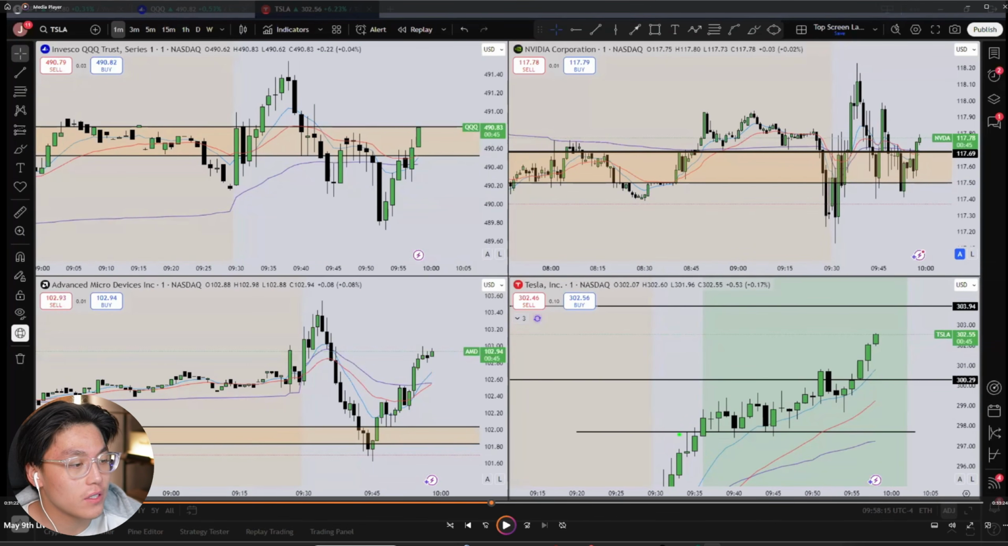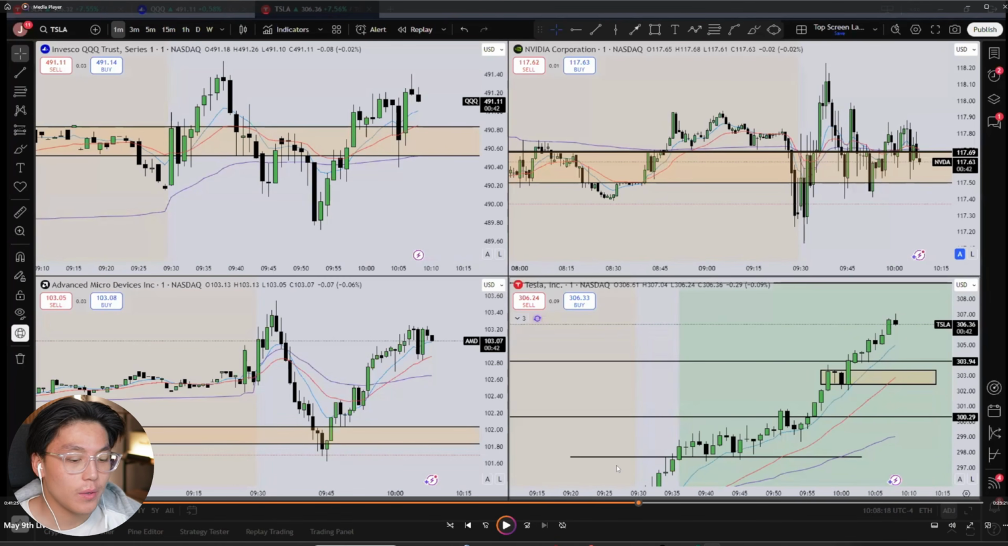Tesla pushing nicely towards upside, holding that 9 EMA, holding that 5-minute opening range. Now we're getting above key levels being that 300 key psych. We just want to see every single down close candle be respected, and we just want to continue back up and towards the next levels that we have, which is 303.94 and above.